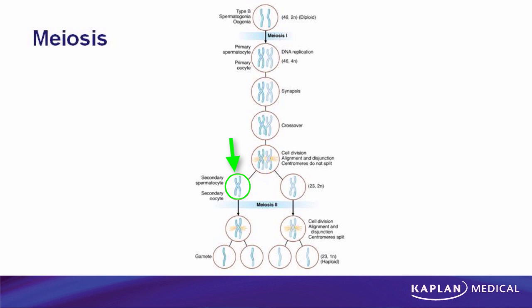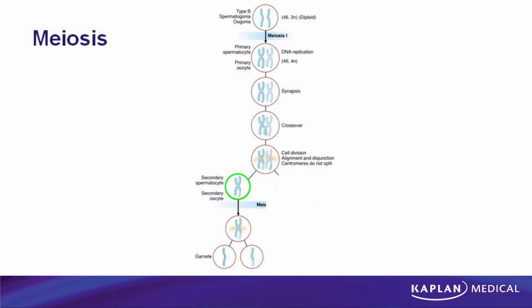The cell that contains most of the cytoplasm is the cell that we will call the secondary oocyte. The cell that has very little cytoplasm will be called the polar body. And the polar body is going to die. So this cell will die. So in the female, we would have just a single secondary oocyte that will enter the second meiotic division.